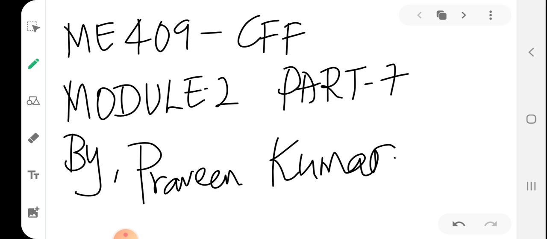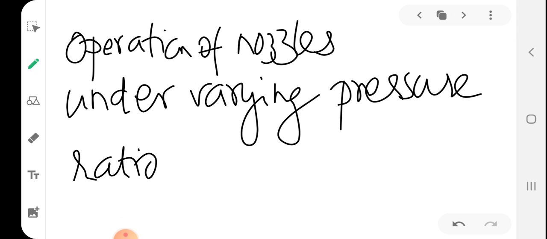Our second module was dealing with isentropic flow. Two devices that use isentropic flows are nozzles and diffusers. And in particular, in the syllabus, you were asked to study the performance of nozzles. So, there was a topic called operation of nozzles under varying pressure.